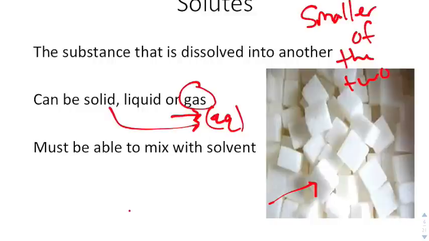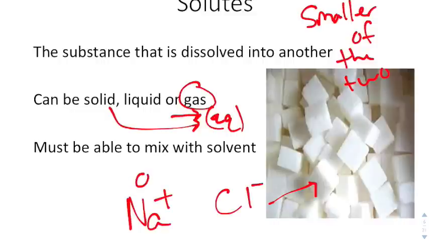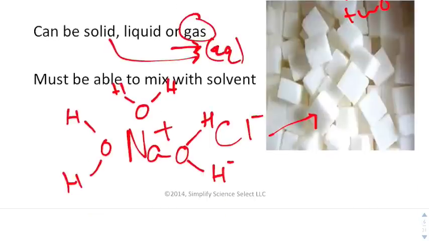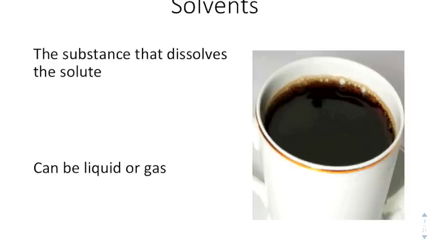And generally what you see is, if we have something like, once again, salt is NaCl, what happens is the negative part of the water molecules goes to the positive part of the sodium, and they kind of arrange like this. And that puts the positive hydrogens by the negative chlorines. Remember, opposites attract. So when you have a solvent, the solvent is the substance that dissolves the solute. It's generally the larger of the two.